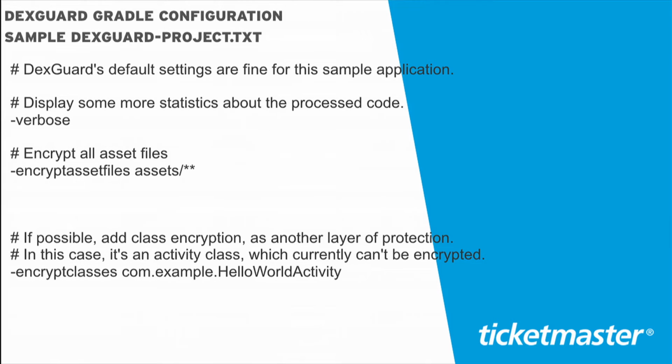So let me show you some of the extra things that DexGuard can do for your Android application. So there's a command to encrypt assets. So let's say you have an asset folder filled with XML files or text files or configuration files. This is a one-line command to encrypt them. It's also possible to encrypt classes specifically. So in this case, I'm telling it to encrypt my Hello World activity.